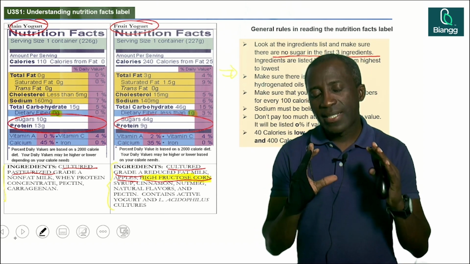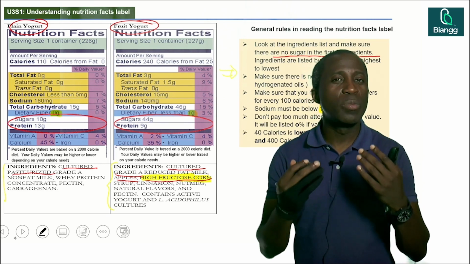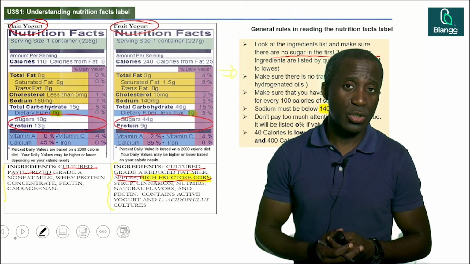And in the last section, we will see how we compare the foods, and that will be an interesting exercise that we will be doing together.